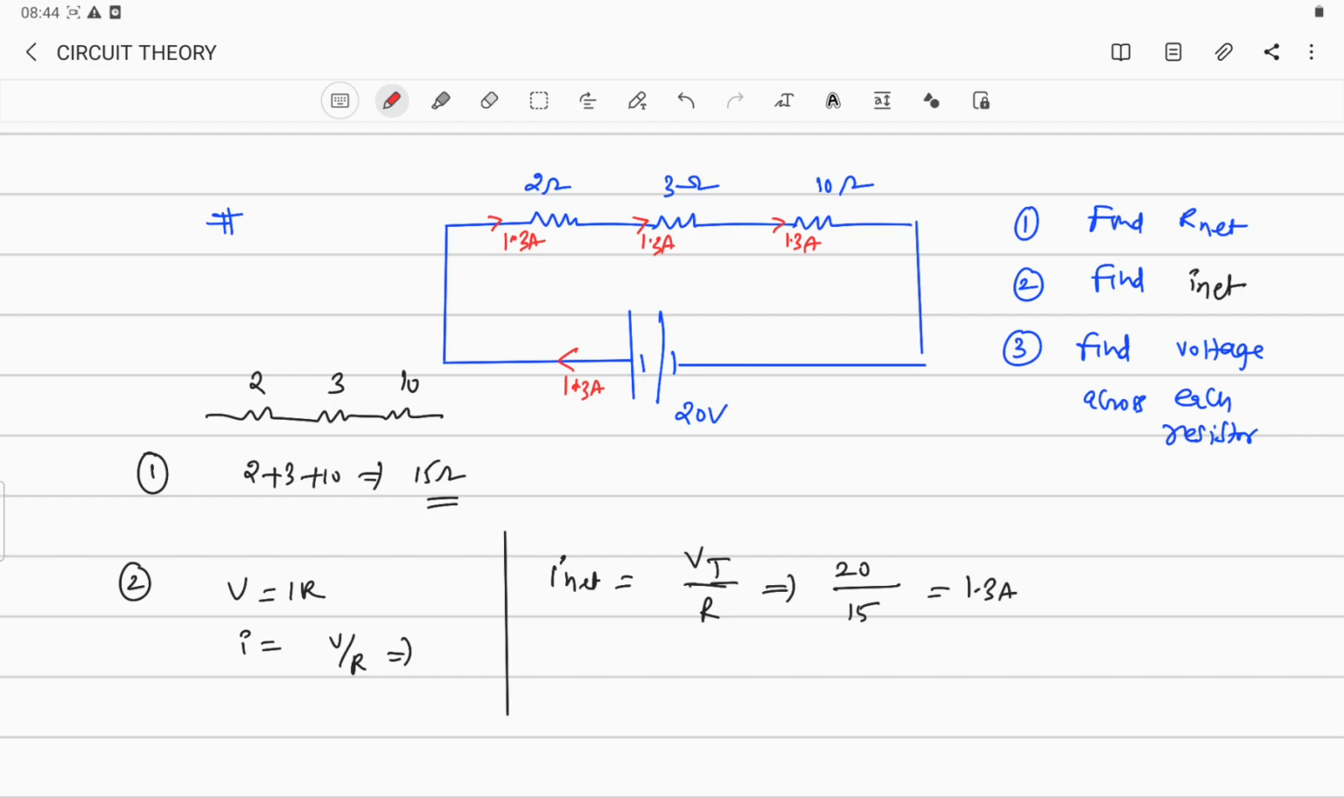My third intention is to calculate the voltage drop across each resistor. Suppose at the 2 ohm resistor I take the voltage drop as V1, at the 3 ohm resistor as V2, and for the 10 ohm resistor as V3. According to Ohm's law, V1 can be written as I1 R1. But in series combination current is the same, so V1 is I R1. We got I as 1.3 and R1 is 2 ohms, and the answer is 2.6 volts.